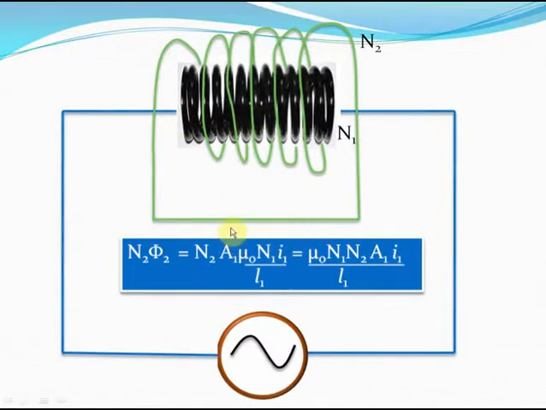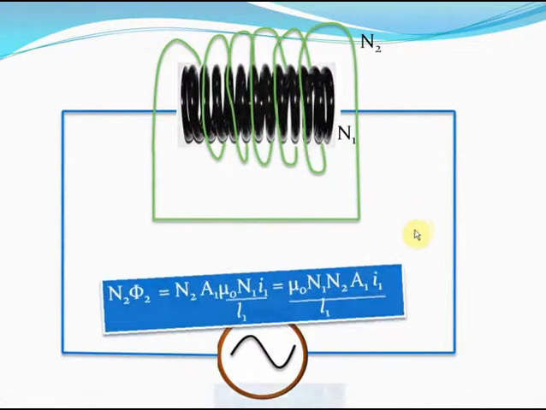So basically, N2A1 represents the area of the outer coil loops, and N2 the number of turns in the outer coil loops. But the magnetic field that we have considered is the magnetic field of the inner coil. That is mu naught N1 I1 by L1. The field of the inner coil is that expression. On simplification, we get the net flux through the outer coil as mu naught N1 N2 A1 I1 by L1.